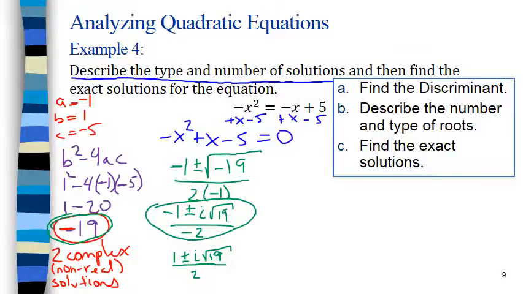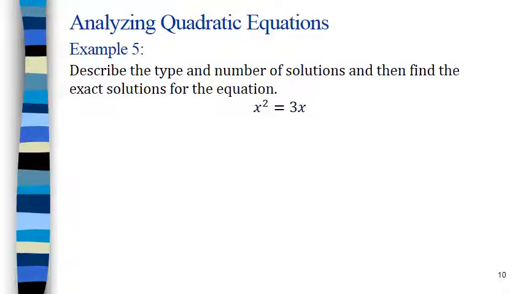Okay, so just to recap, we found the discriminant over here, right? This is the discriminant. Then we described the type and number of roots, so we use the discriminant to describe. Then we found the exact solution, so x equals 1 plus or minus i square root of 19 all over 2. Okay, so let's try this one.